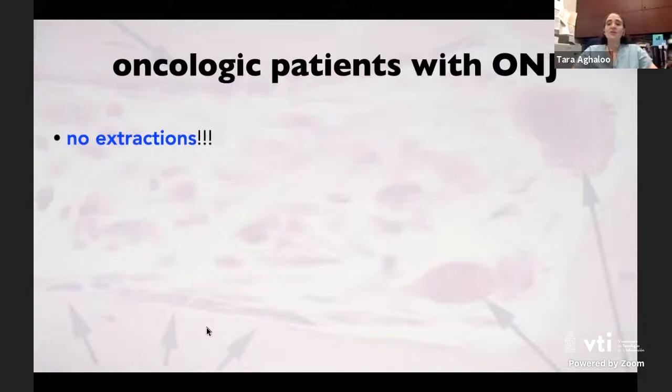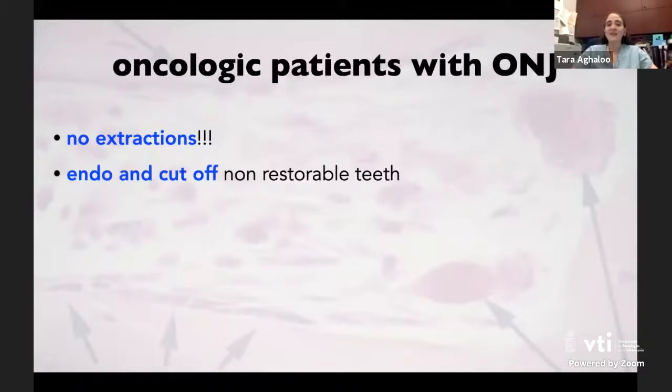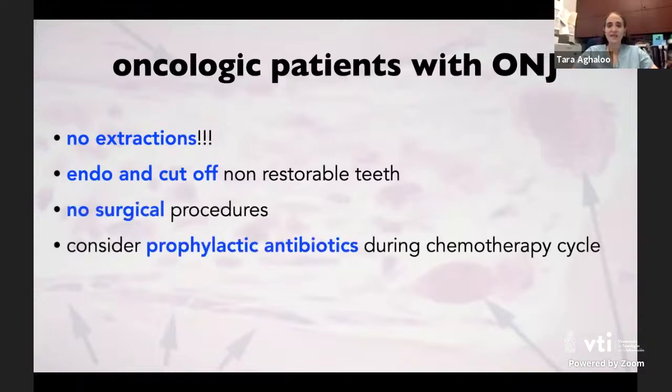So if they have ONJ, whether it's a patient that has cancer or has osteoporosis, we certainly don't want to do extractions in patients who already have ONJ. We'll again endo and cut off the non-restorable tooth, no surgical procedures, and then consider prophylactic antibiotics, especially maybe during their chemotherapy cycle, if they are taking other chemotherapy drugs, such as anti-angiogenic medications or steroids or any of these others. No PTH in cancer patients, we already talked about this.